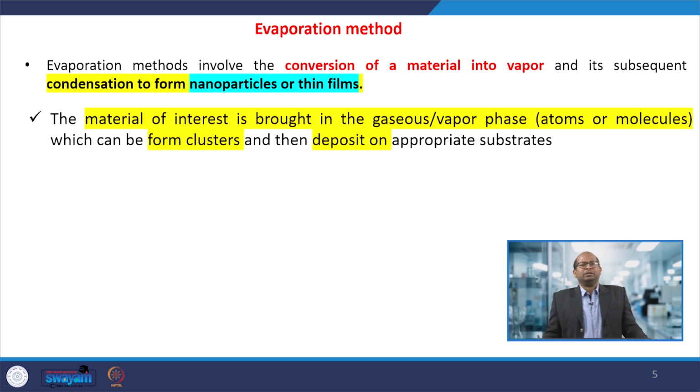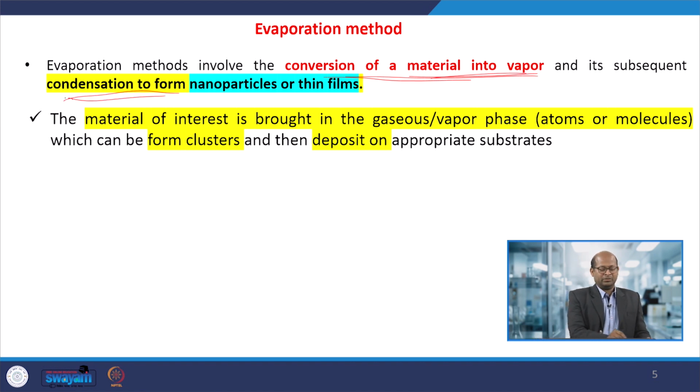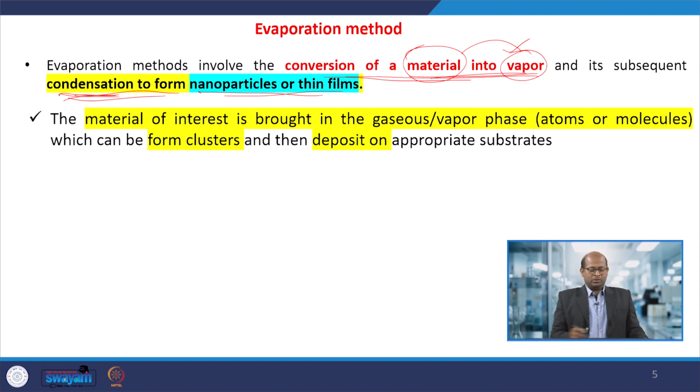In this particular process, when we are using the evaporation method, first we have to convert the material or target into vapor, and then subsequently condensation. First we have to heat up the target material so it is converted into vapors, and then on any cold surface or substrate where we want to deposit it, there would be condensation in the form of nanoparticles or nanofilms.